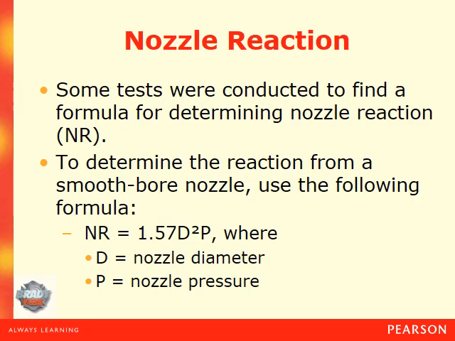Some tests were conducted to find a formula for determining the nozzle reaction. So to determine the reaction from a smooth bore nozzle, remember we have two types, use the following formula. Nozzle reaction equals 1.57 times the nozzle diameter squared times P. D is the nozzle diameter and P is the nozzle pressure.